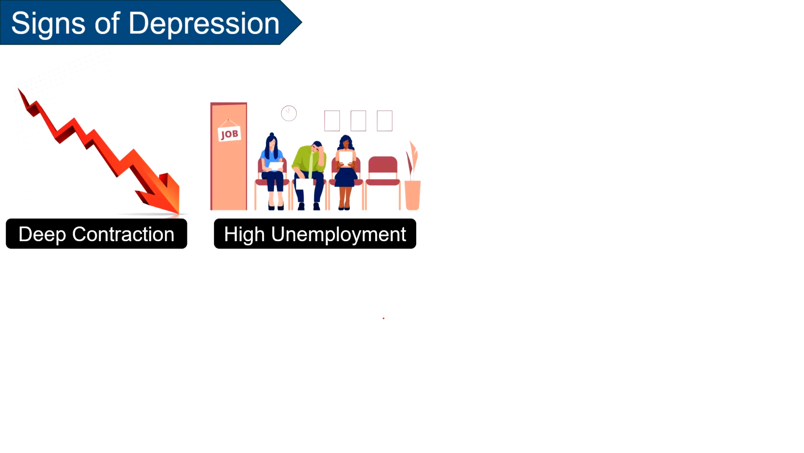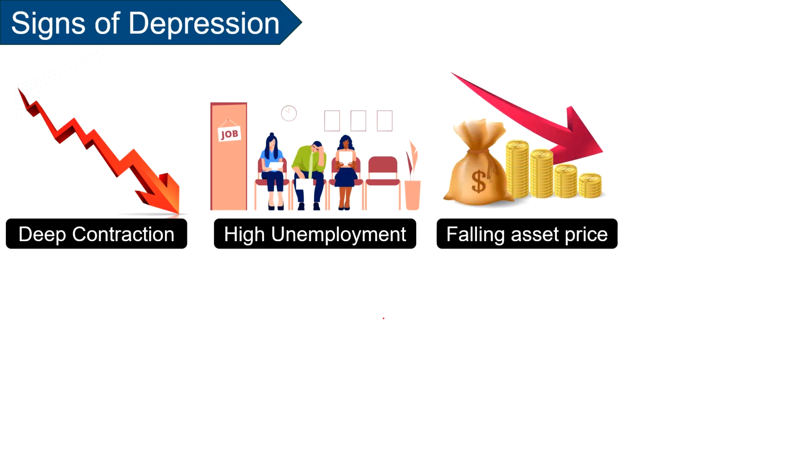Further, the key characteristics of an economic depression include prolonged and deep contraction. Depressions typically last for several years with a sustained and substantial decrease in economic output. High unemployment. Unemployment rates tend to be very high during depression, leading to widespread job loss and income reduction. Falling asset prices. The value of assets such as stocks, real estate, and commodities often decline significantly during a depression.